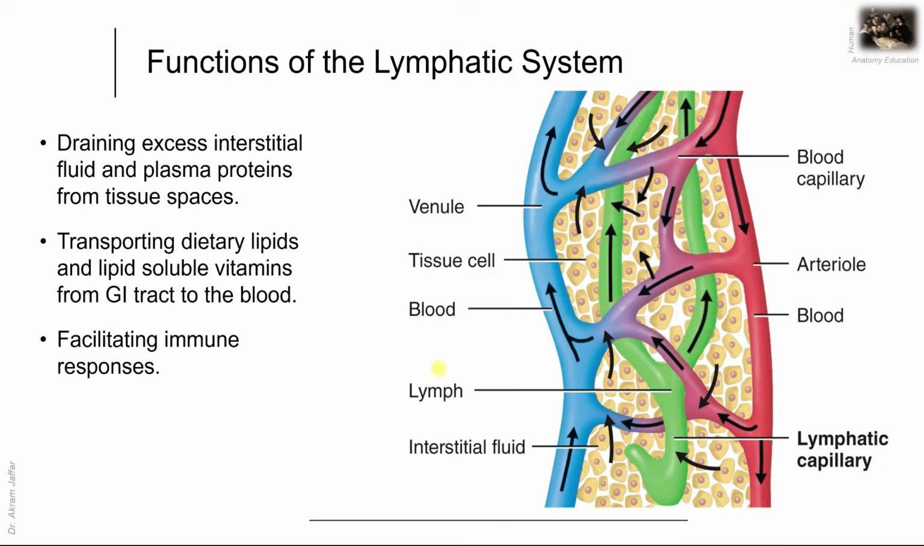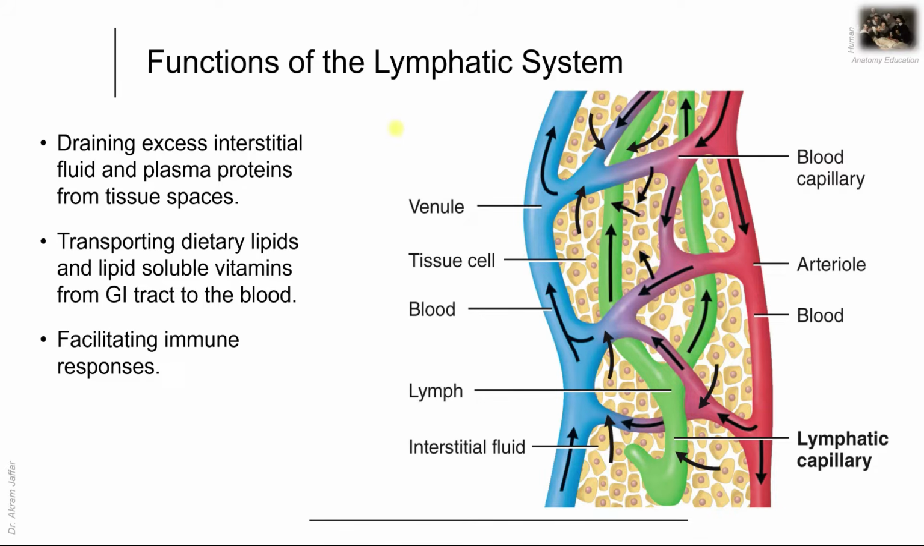The lymphatic system has several functions. First of all, it's draining excess interstitial fluid. So in this respect, it is closely related to the cardiovascular system because it is going to return the lymph back to the venous system. The second is that it transports the dietary lipids and lipid-soluble vitamins from the GI tract to the blood, and there are special lymphatic vessels or capillaries called the lacteals.